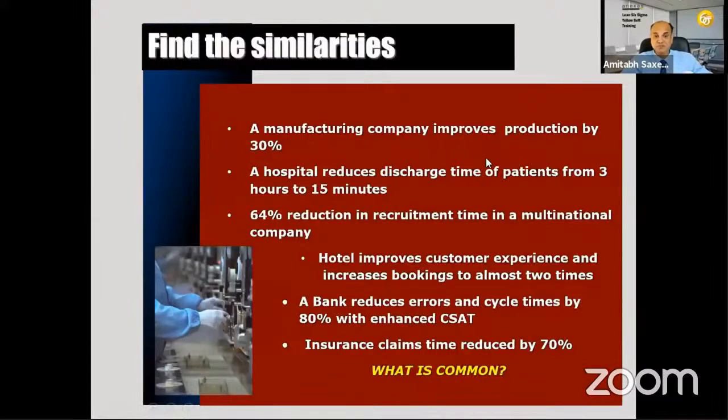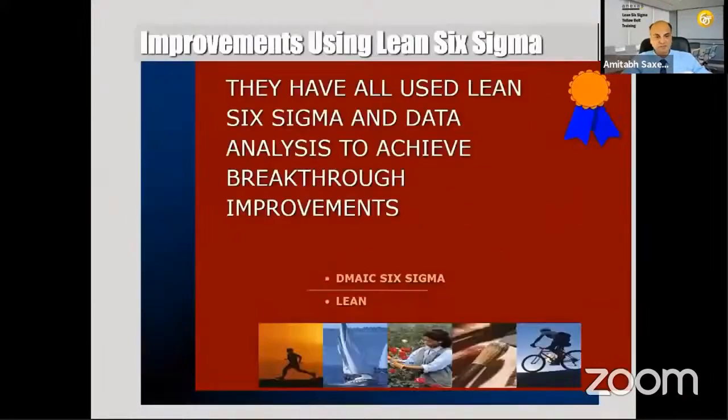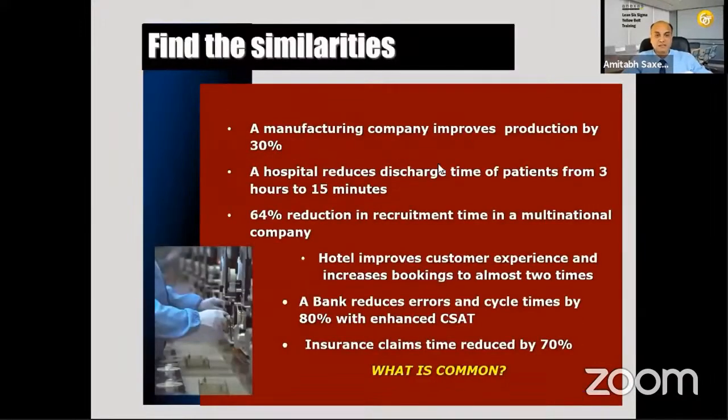A manufacturing company improves production by 30%. A hospital reduces discharge time of patients from 3 hours to 15 minutes. A 64% reduction in recruitment cycle time in a multinational company. A hotel improves customer experience and increases bookings to almost 2 times. A bank reduces errors and cycle times by 80%. Can you please tell me what the similarities are? And you can write down in the chat box.